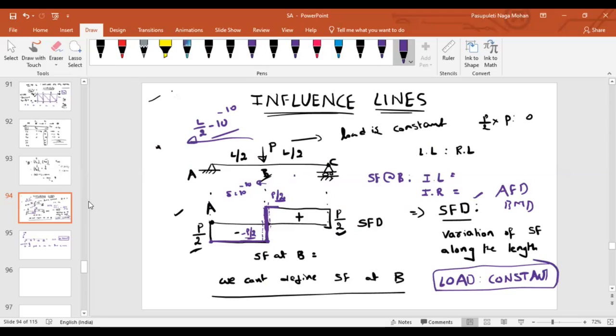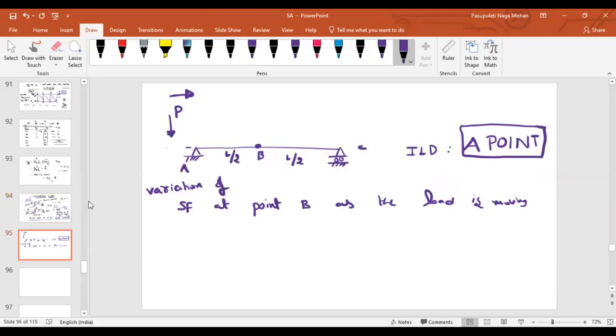Is it clear? In the first case, if the load is constant along the length of the beam, at different points on the beam, how the shear force changes, that's what the shear force diagram shows. But if you talk about ILD, we are always talking about a specific point. At this particular point, how the shear force changes if the load is moving over the beam. That means if the load is here, what is the shear force at this point? If the load is here, what is the shear force at this point?